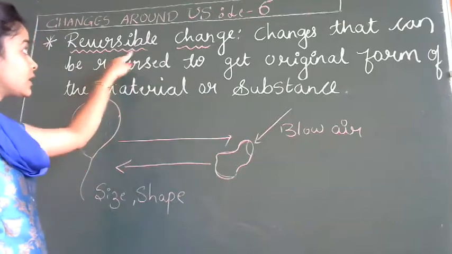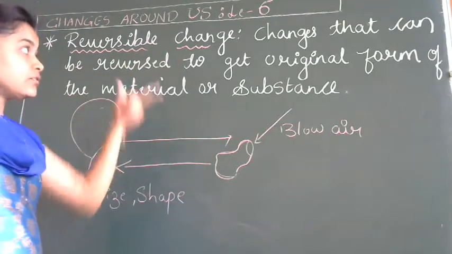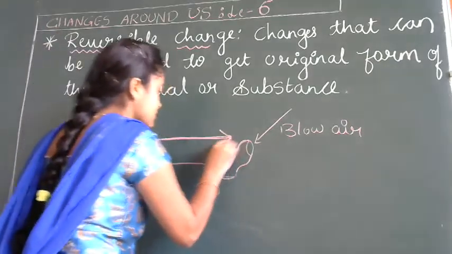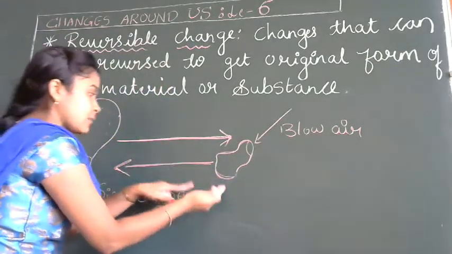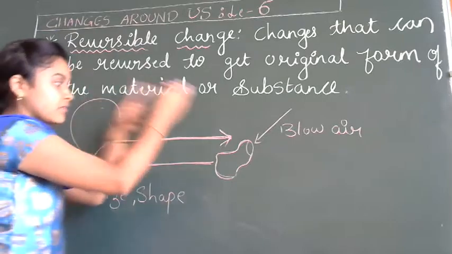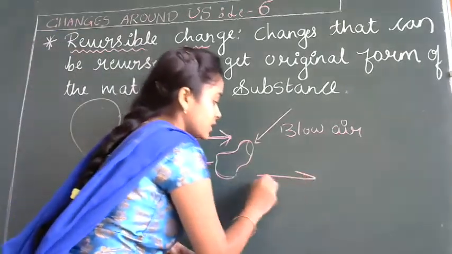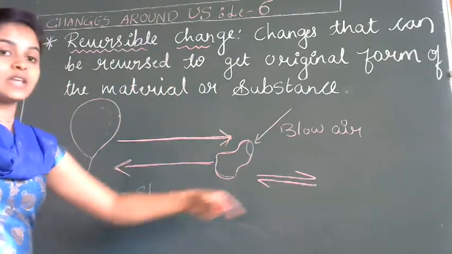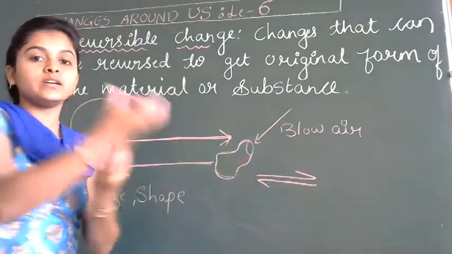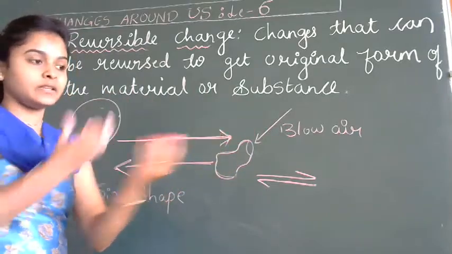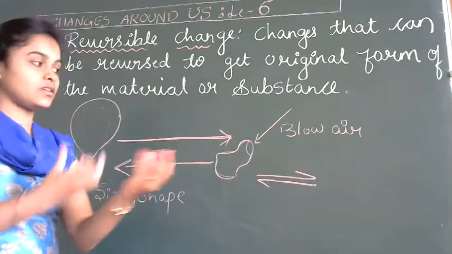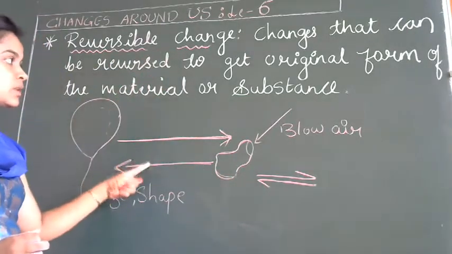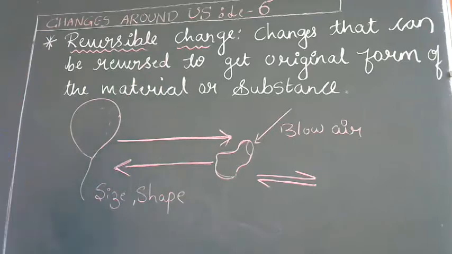This is also a reversible change. And for reversible change, which sign do we use? We use this sign. This means this can be converted into this, and then this can be converted back into this. So this is the arrow mark for reversible change. It shows that the two substances can be changed back, they can be reversed. So this is also one more example of reversible change.